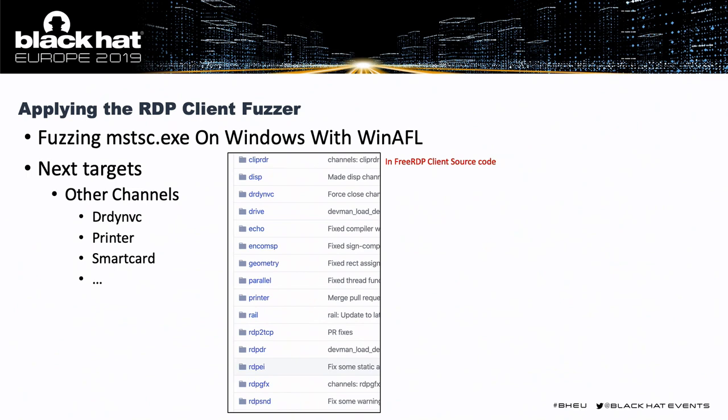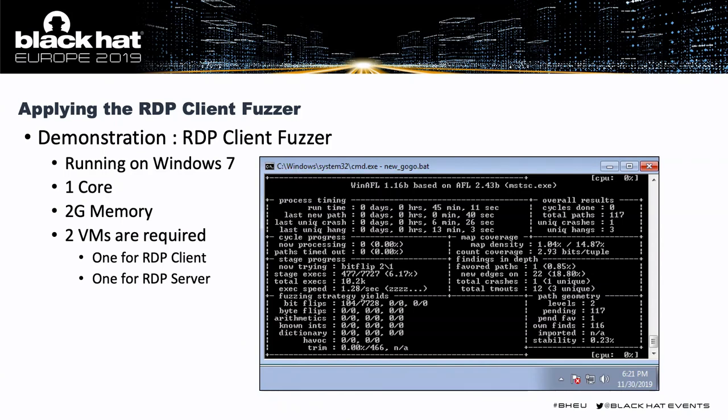So far, we have shown our research on fuzzing the RDPSND channel, which is responsible for the audio output function. In this way, channels have different functions and process PDUs in different structures. Fuzzing other channels in future work will give good results. I will show my demo of the RDP client fuzzer in the last slide. Our fuzzer and code will be released next year.